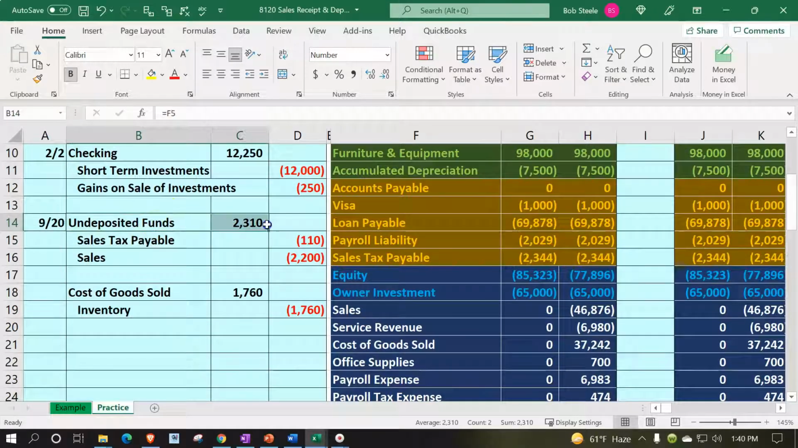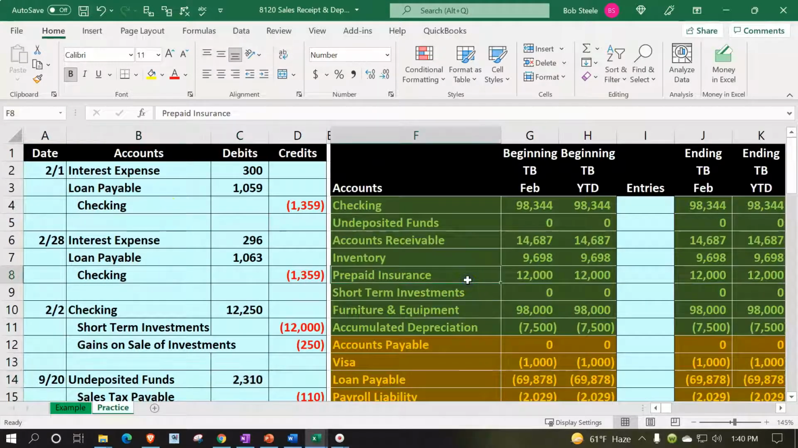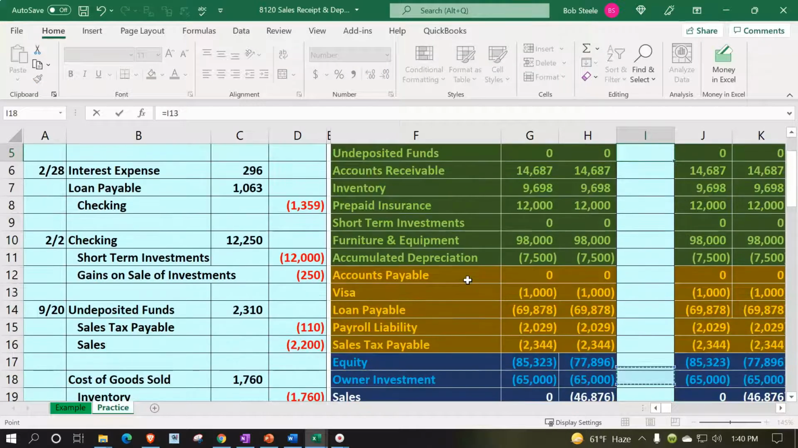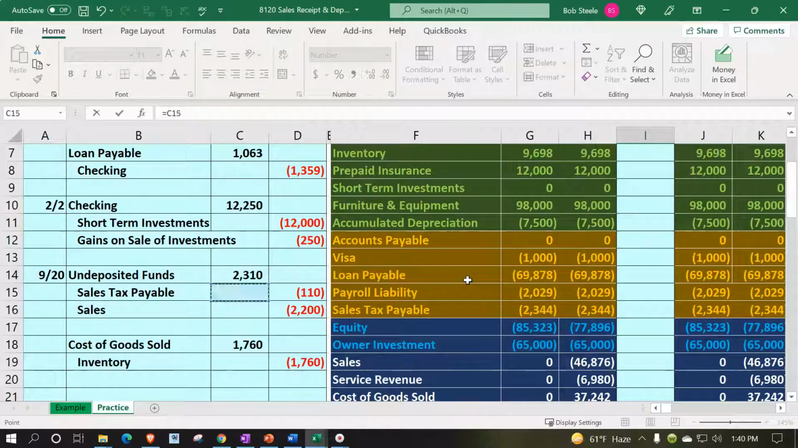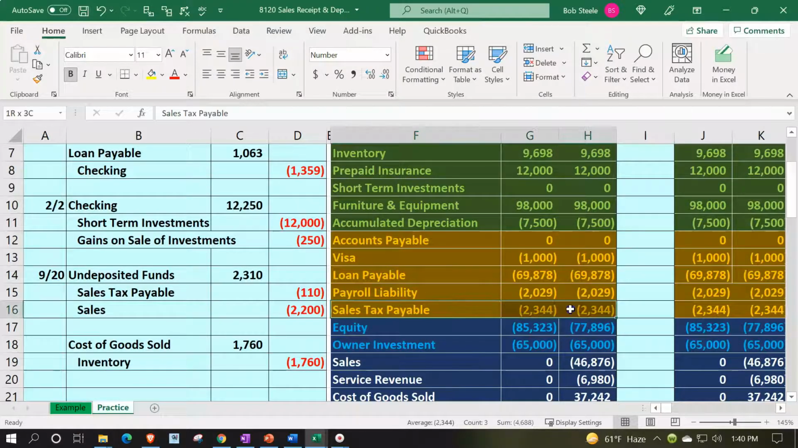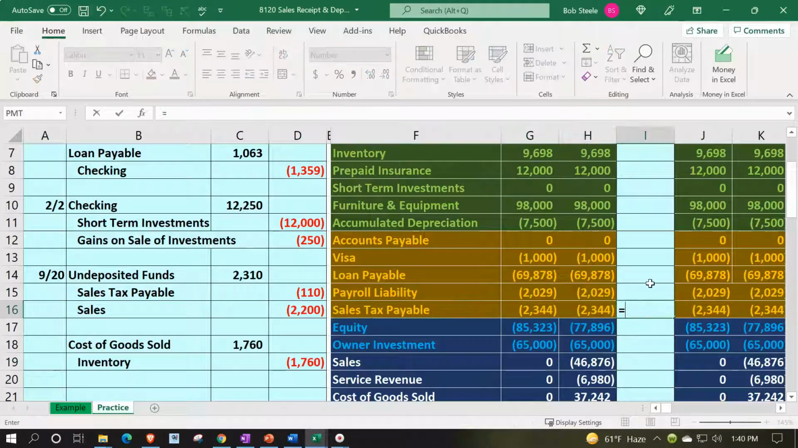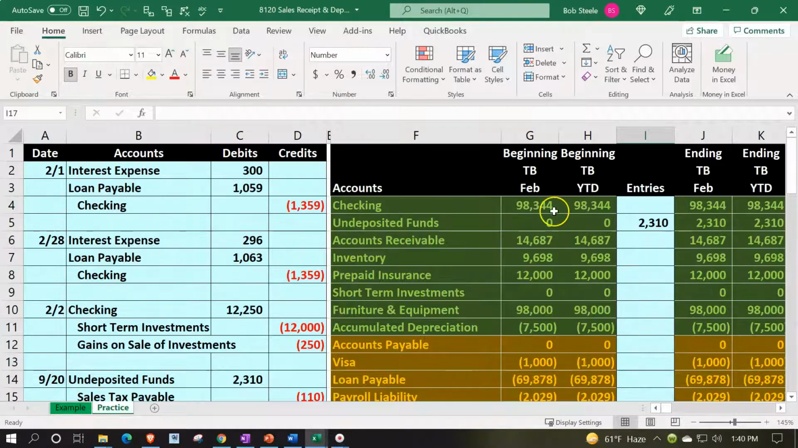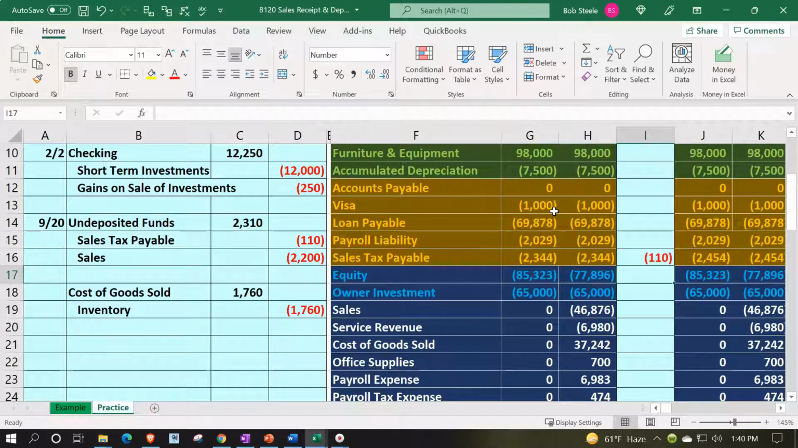So we got the undeposited funds. Undeposited funds is going to be up top, second account. We're going to say this equals, scrolling down to that 2310. And then we're going to have the sales tax. So the sales tax is down here in the liability area. Sales tax is going to be equal to the 110. Notice these are balance sheet accounts, so there's going to be no difference between the year to date and the February numbers. There will be a difference in total when we get down to the income statement numbers.